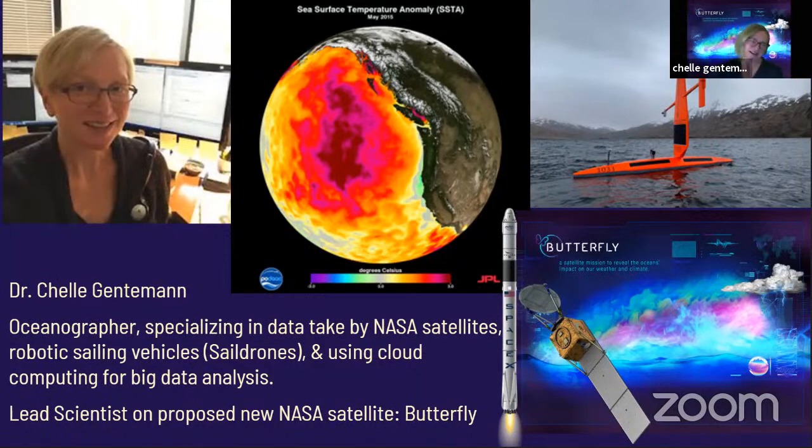Great. So I am Dr. Chelle Gentemann. I'm an oceanographer, and I specialize in data taken by NASA satellites, also NOAA satellites, and taking that information and producing maps like the one above, which is a sea surface temperature anomaly. This is during the Pacific warm blob, where temperatures were almost 4 degrees warmer than normal in the Pacific Ocean. Australia is now having a marine heat wave right now, and they keep popping up all around the world. So we're very interested in what the ocean's doing and how it's impacting weather and climate. So I work a lot on ocean temperatures and measuring them from space.